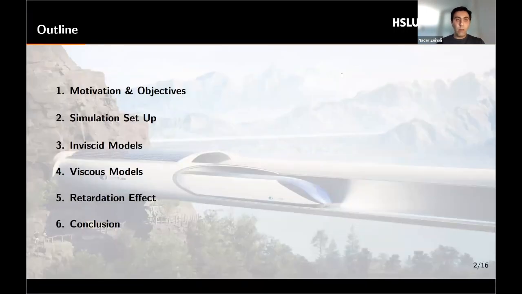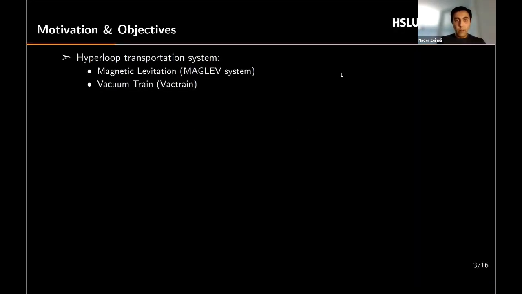So for today's talk, I will start with the motivation and objectives of my thesis, briefly cover the simulation setup, the different models that I used for my simulations and the results, and also the retardation effect, which is the main effect of the reflection shock wave, and finally the conclusion. As you know better than me, the Hyperloop transport system relies mainly on two technologies: magnetic levitation, known as the maglev system, and vacuum train, known as vac train. My work was included in the second category.